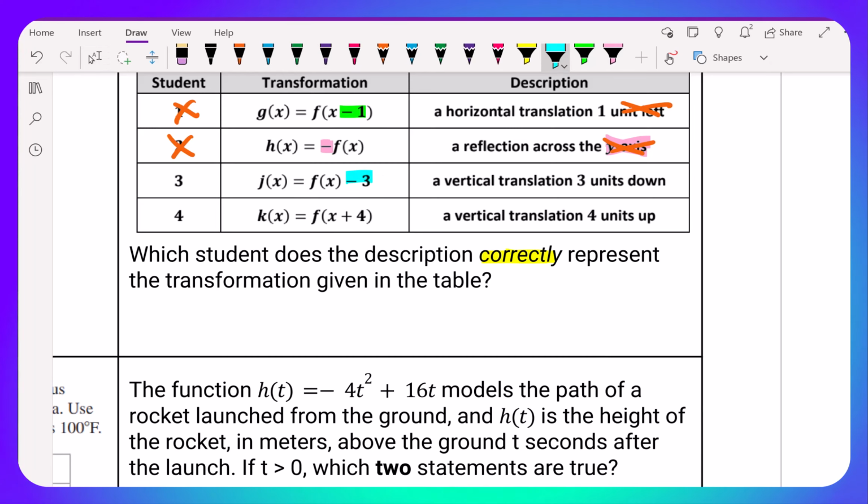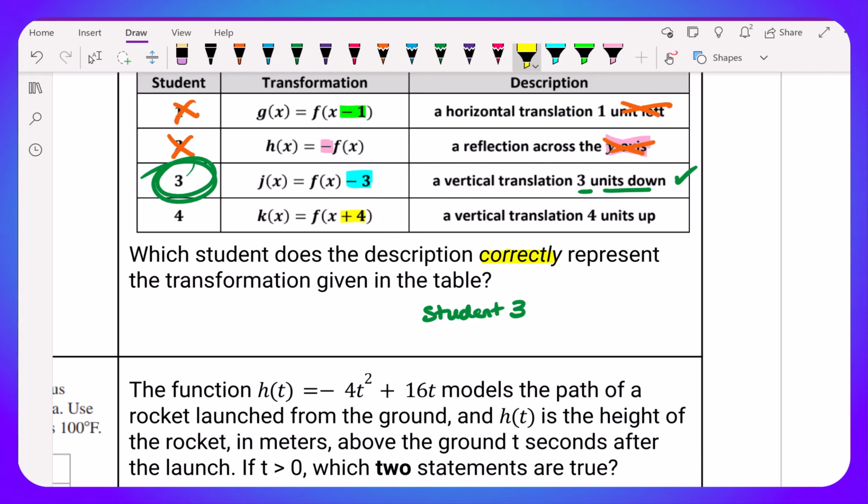This one, you are subtracting 3 from the function. Subtracting 3 is going to move that entire function down 3 units, and it does say we are moving 3 units down, so it has to be student 3. And we're going to talk about why the last student is incorrect. This one says +4, but you're adding 4 to the x. So adding 4 to the x is going to shift it to the left 4 spots. It says 4 units up, which is incorrect.